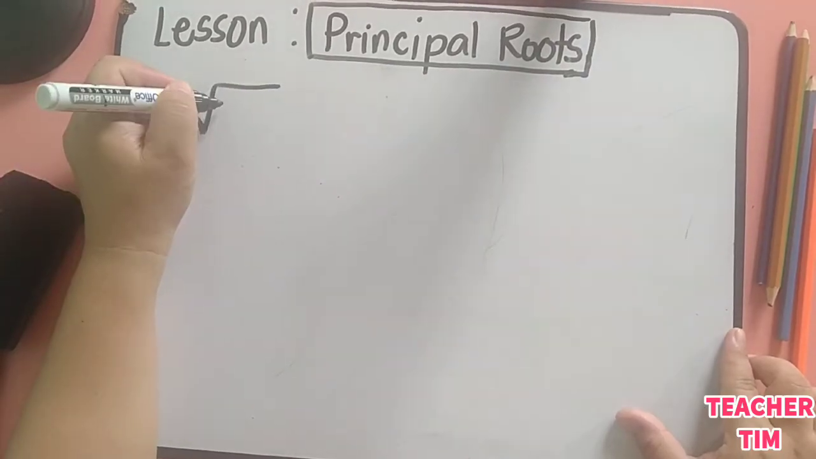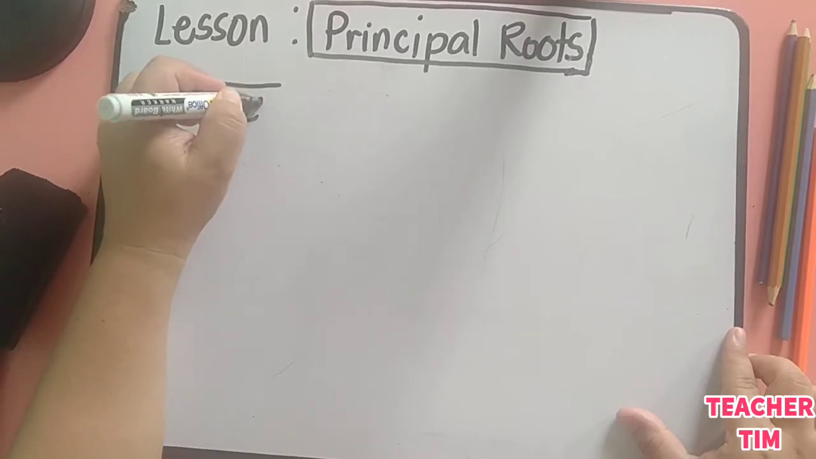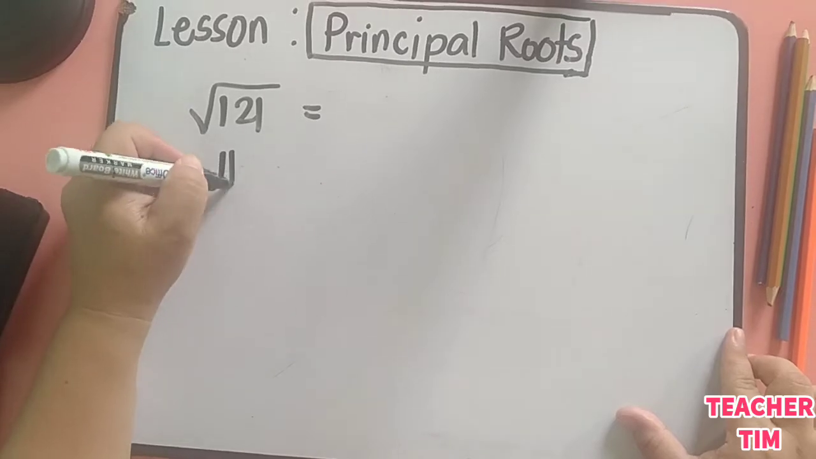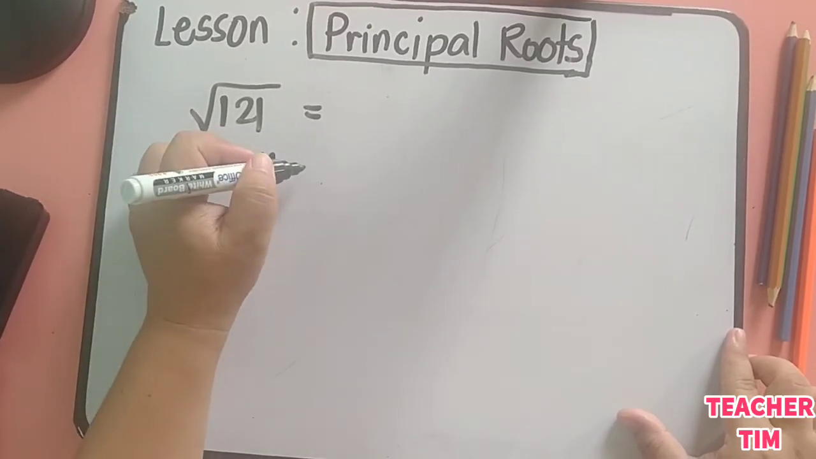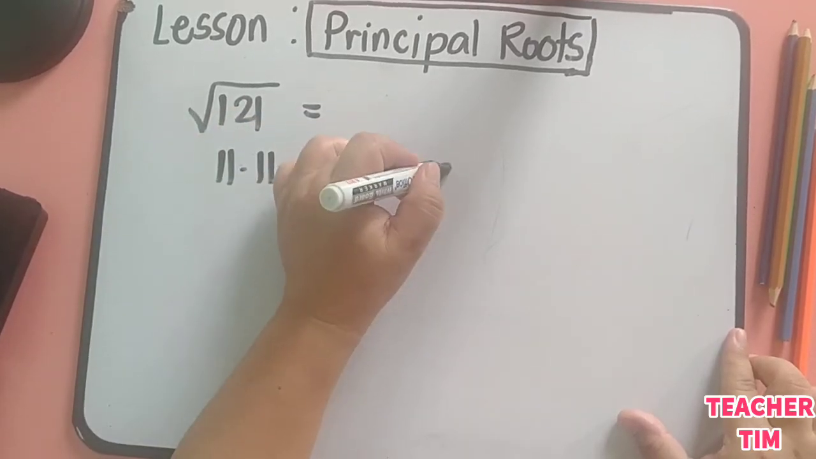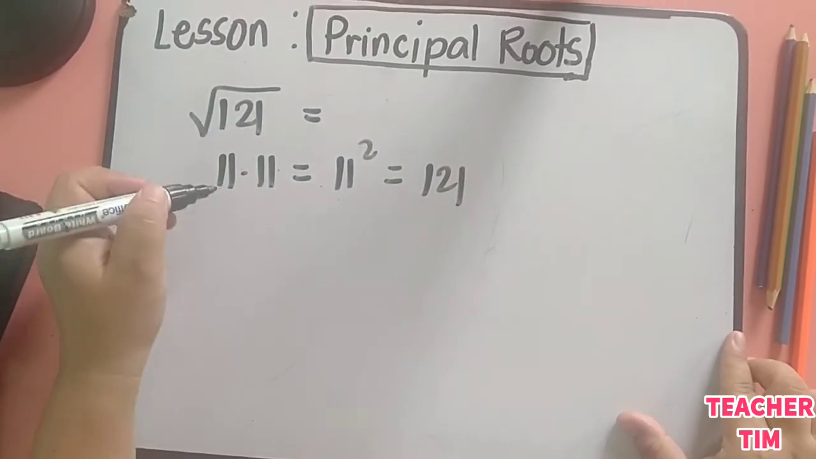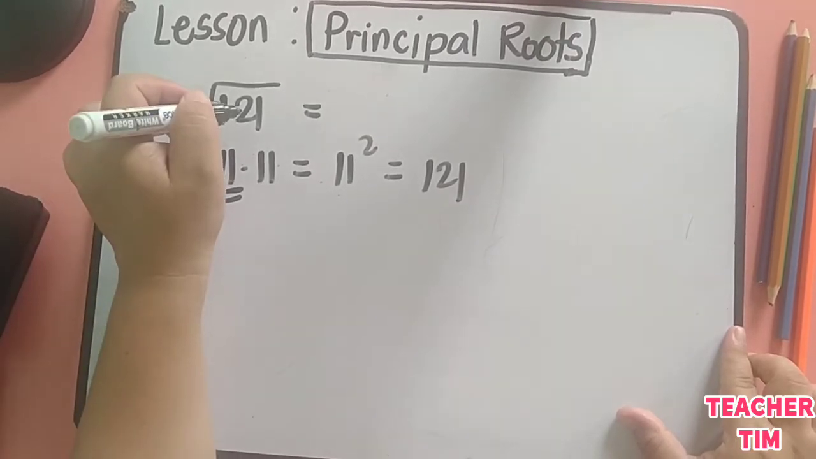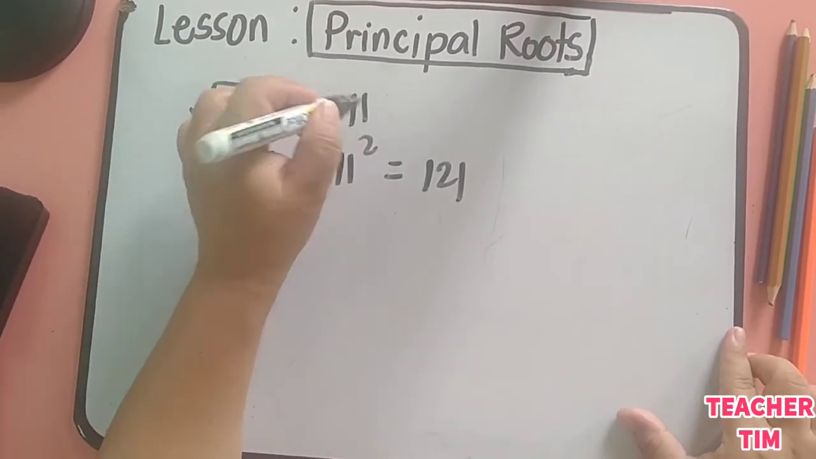Square root of 121. So the number to be multiplied by itself is 11, right? Because this is equivalent to 11 squared, and 11 squared is 121. So therefore, the square root of 121, or the principal root of 121, is 11.